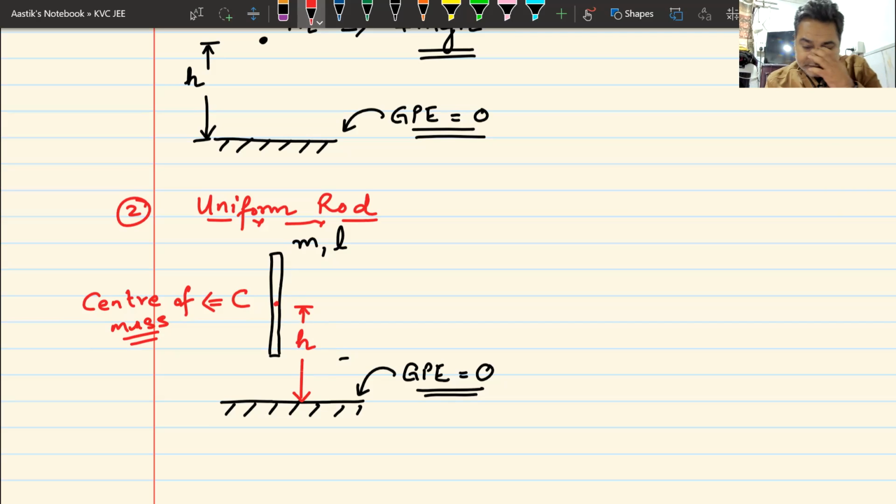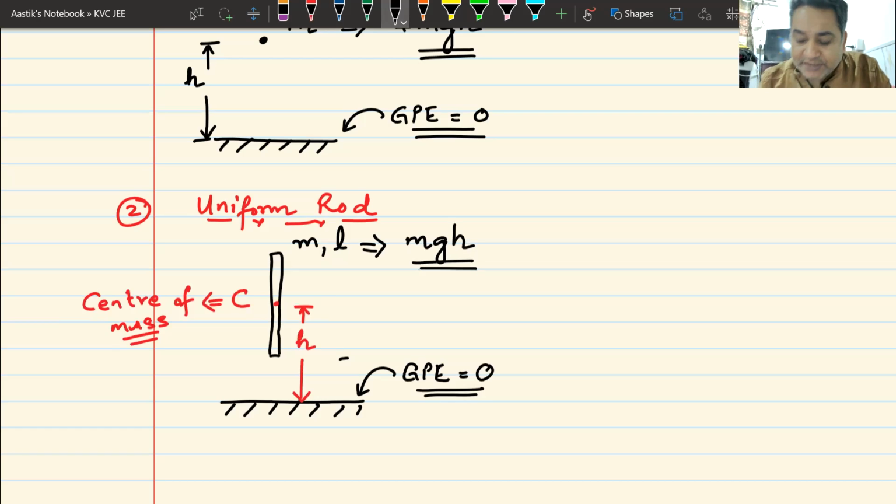Now, if I know this, and it can be easily proved, we are not going into the proof. The gravitational potential energy of this rod becomes how much? The gravitational potential energy of this rod becomes mgh, where h is the height of the center of the rod, or rather the center of mass of the rod, from the reference point. The reference point here is ground, whose potential energy is taken as zero.